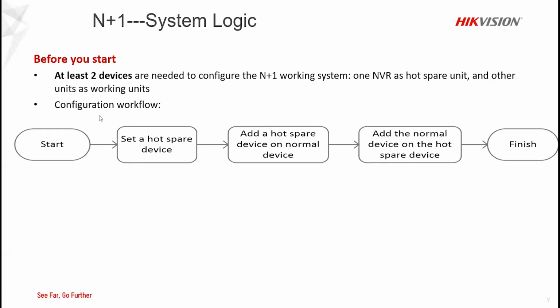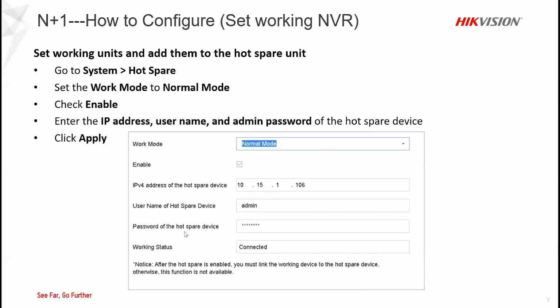So this is obvious, at least 2 devices you need to configure the N+1 system. You select one device as a hot spare device, then go to the normal device and add that hot spare NVR to that normal device, and the normal device also should be added to the hot spare device, and finish it. So one hot spare can be added for up to 32 devices.